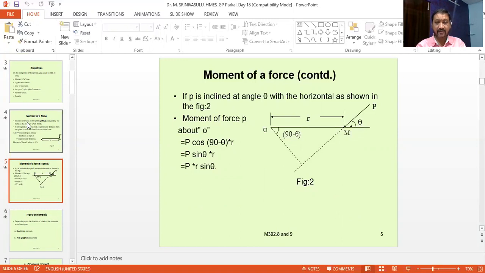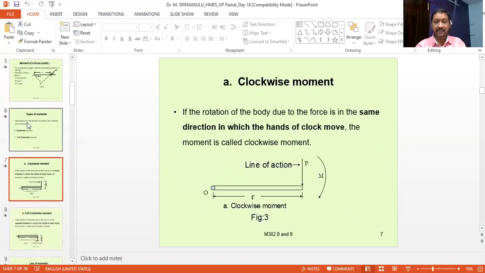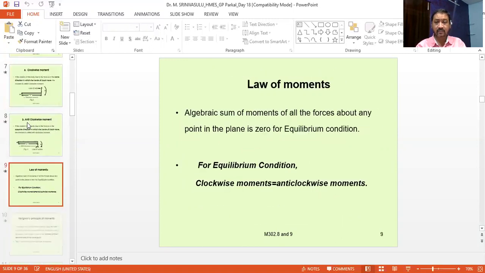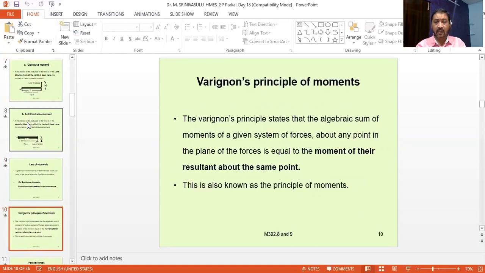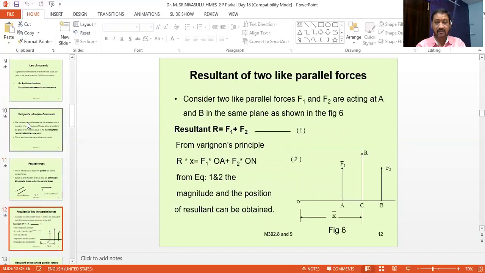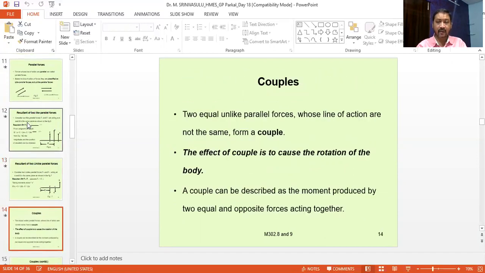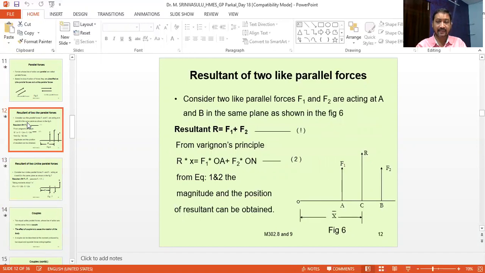What is the moment of a force, types of moments, and the law of moments, principle of moments, also called Varignon's law of moments, Varignon's principle of moments, and next the parallel forces we discussed. Actually it is up to here in the last class, but however let us see the parallel forces.